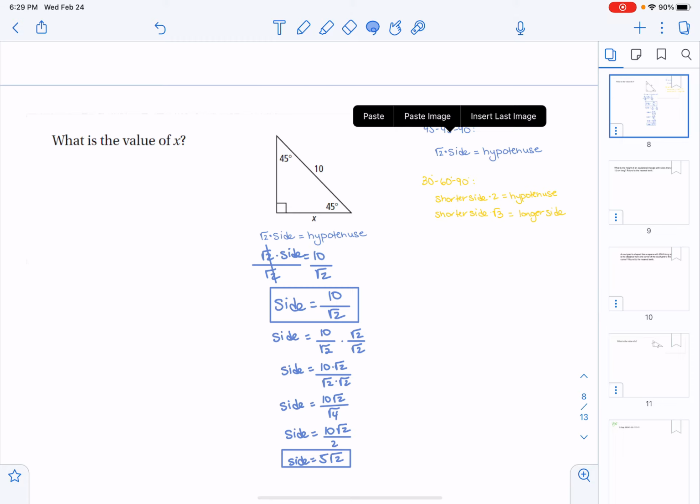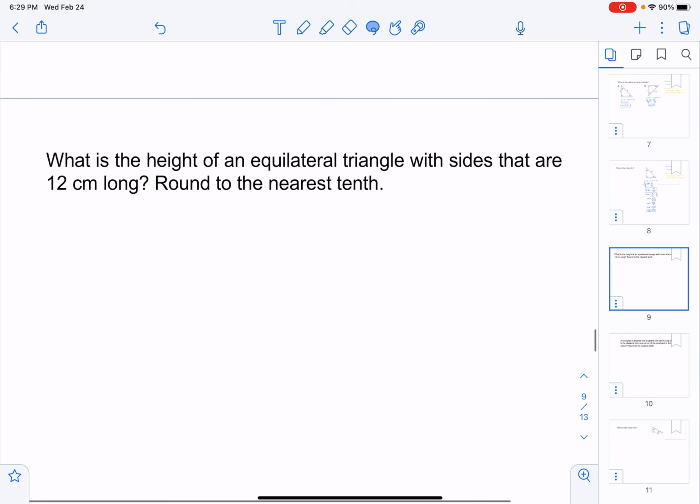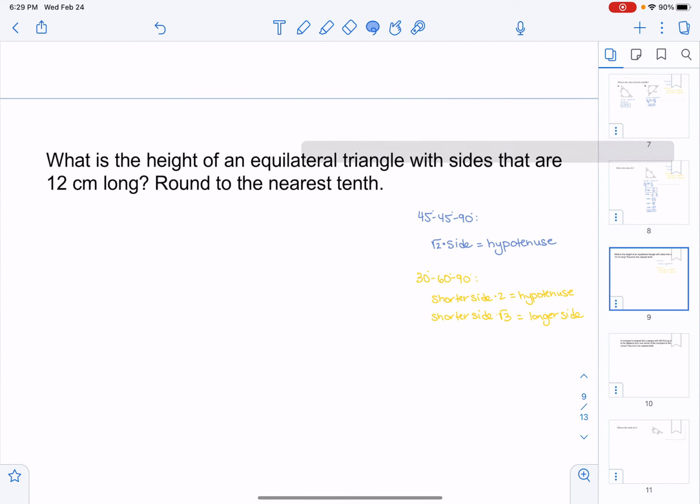Okay, let's try some more. Am I a nerd? I'm kind of thinking this is fun. I just like how quick it is.